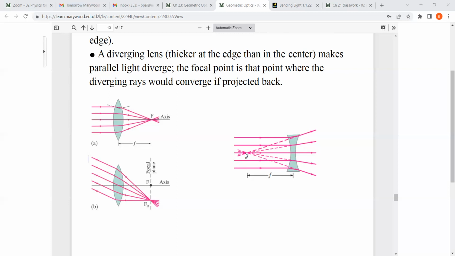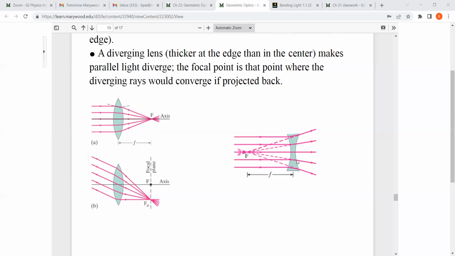Now in mirrors, images are produced by reflection, and in lenses images are produced by refraction. That's the difference between the mirror and the lens. And also you see that the convex lens is a converging lens, and the concave lens is a diverging lens, which is opposite to the mirror.